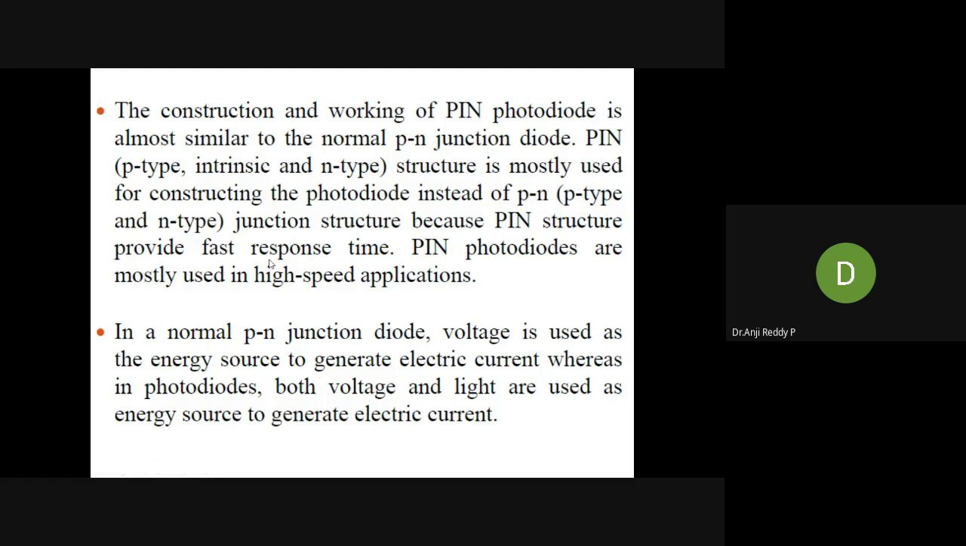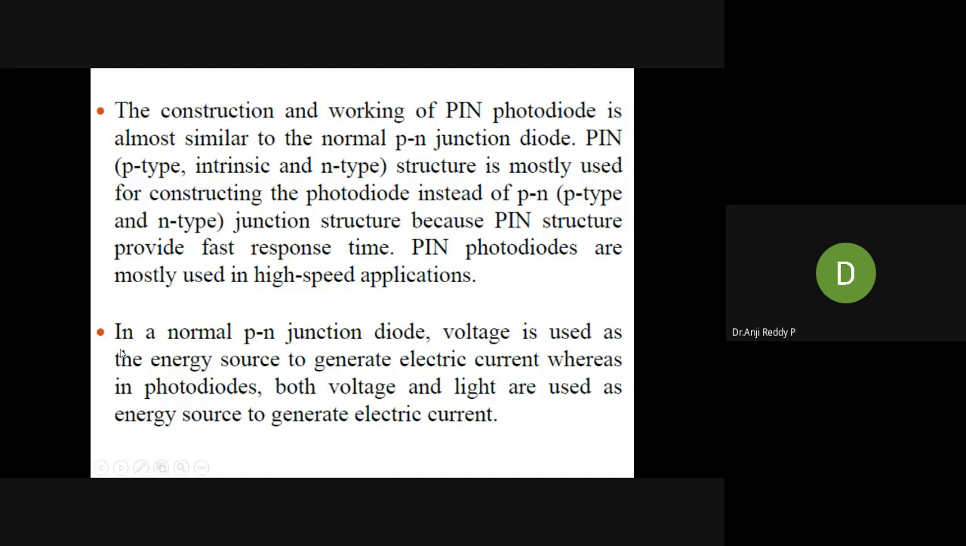The PIN structure has a fast response time. These PIN photodiodes are mostly used in high-speed applications. Generally, in a PN junction diode, we use voltage as the energy source to generate the electric current. But here in photodiodes, we can use both voltage and light.